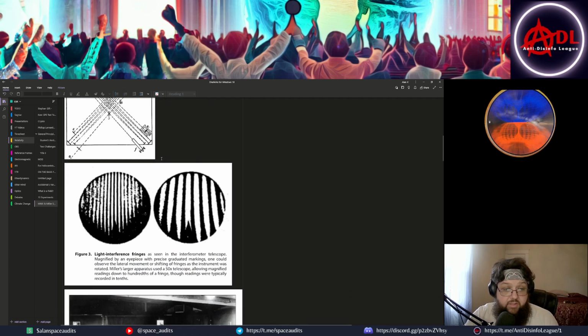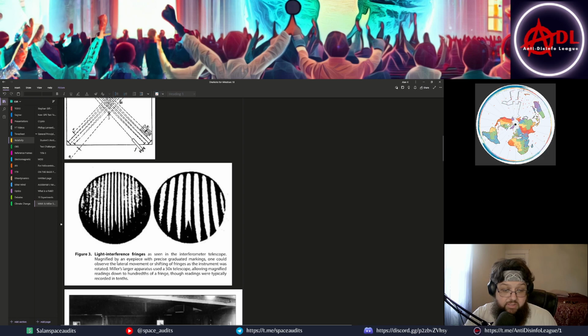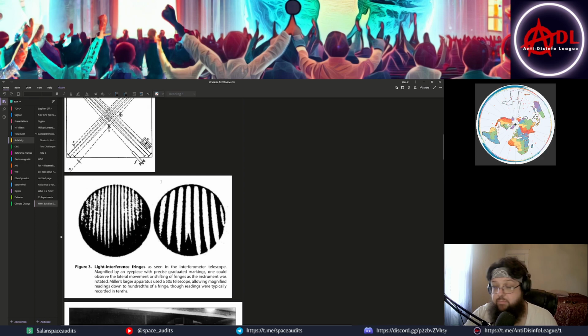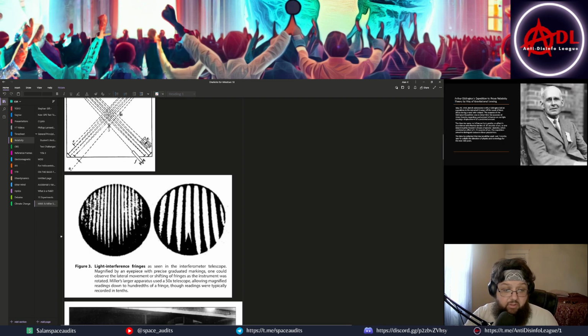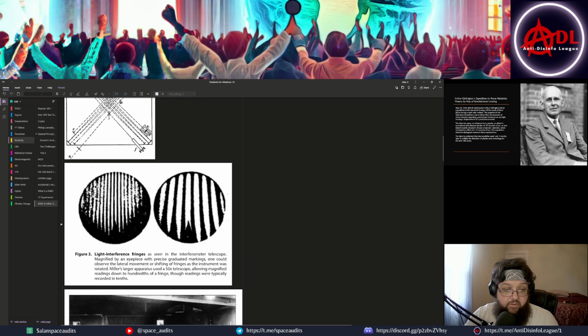Okay. So here's what they would have been looking at. I think this one specifically is from Miller's apparatus, but Miller's was based off of Morley's and stuff. So the fringe shift patterns in that regard would be identical. So this is what they would have been looking at here when they get through this eyepiece, right? And then you can see the different levels of magnification, so you can get your accuracy.